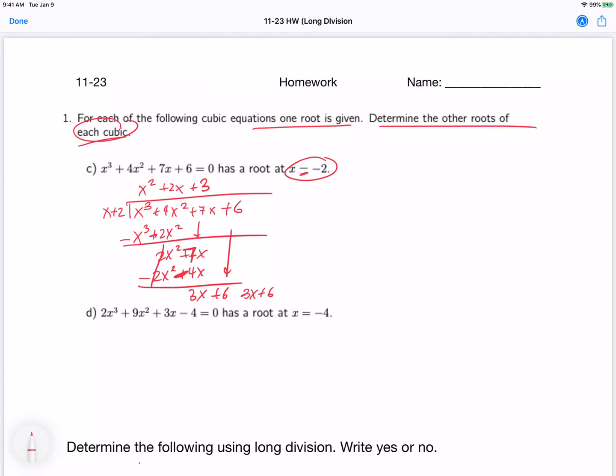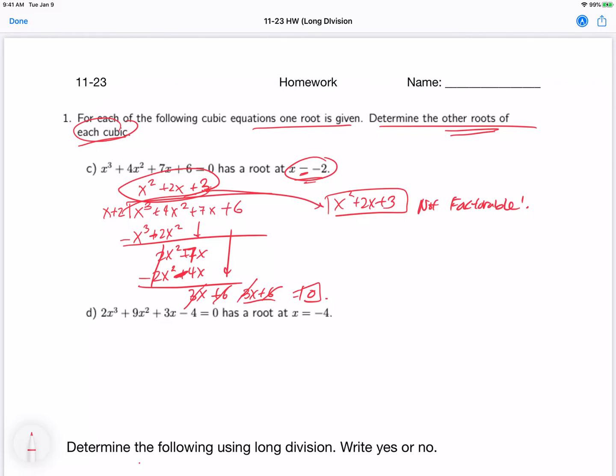Okay, so now what we have here is the remainder to be 0. If you multiply 3 times x and 3 times 2, it becomes 3x plus 6. And when you subtract these two, you get a remainder of 0. Now what that means is that one of the roots is at -2, but x squared plus 2x plus 3, unfortunately, is not factorable. And so if you were to use the quadratic formula, it is still not going to give you real answers, but because we're asked to determine the other roots of each cubic, we want to look for what we call two imaginary solutions.